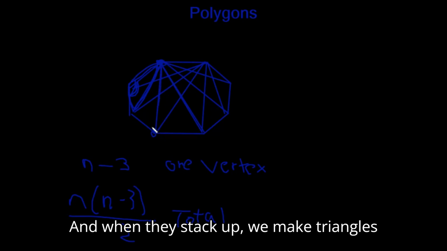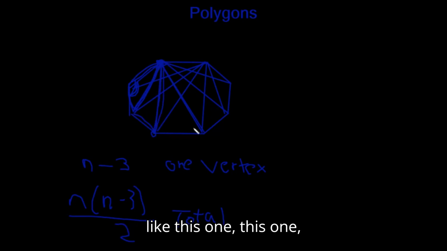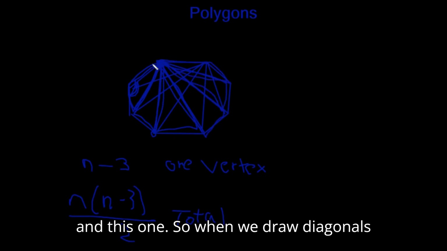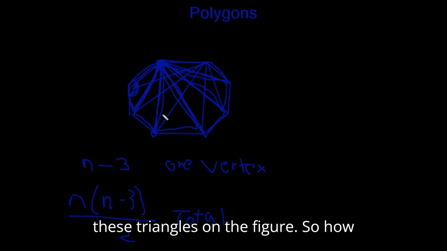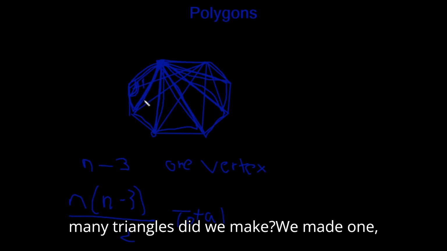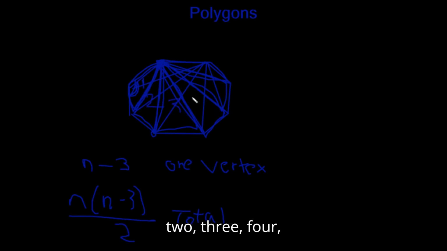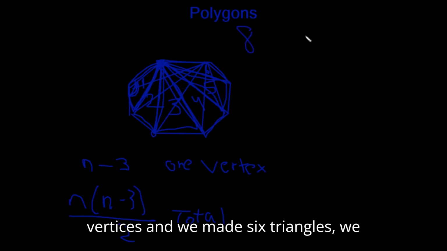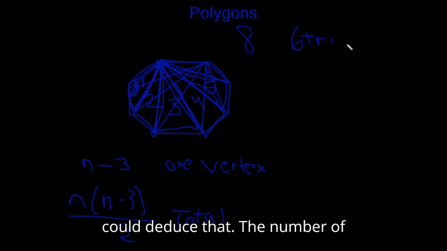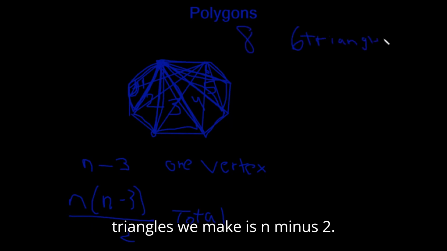And when these stack up, we make triangles like this one, and this one, and this one. So when we draw diagonals from one point, we actually make all of these triangles on the figure. So how many triangles did we make? We made 1, 2, 3, 4, 5, 6. We made 6 different triangles. Since there are 8 vertices and we made 6 triangles, we could deduce that the number of triangles we make is n minus 2.